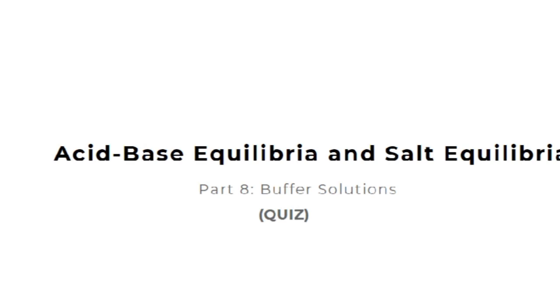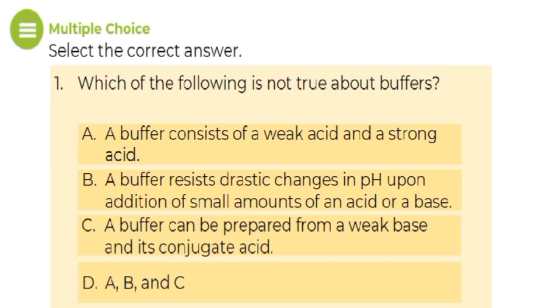Part 8. Number 1. Which of the following is not true about buffers? Letter A. A buffer consists of a weak acid and a strong acid. Letter B. A buffer resists drastic changes in pH upon addition of small amounts of an acid or a base. Letter C. A buffer can be prepared from a weak base and its conjugate acid. Or letter D, A, B, and C.